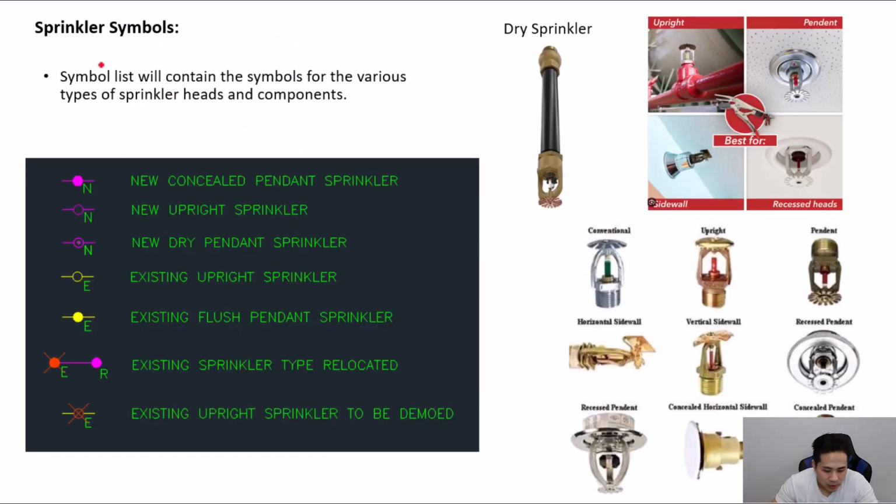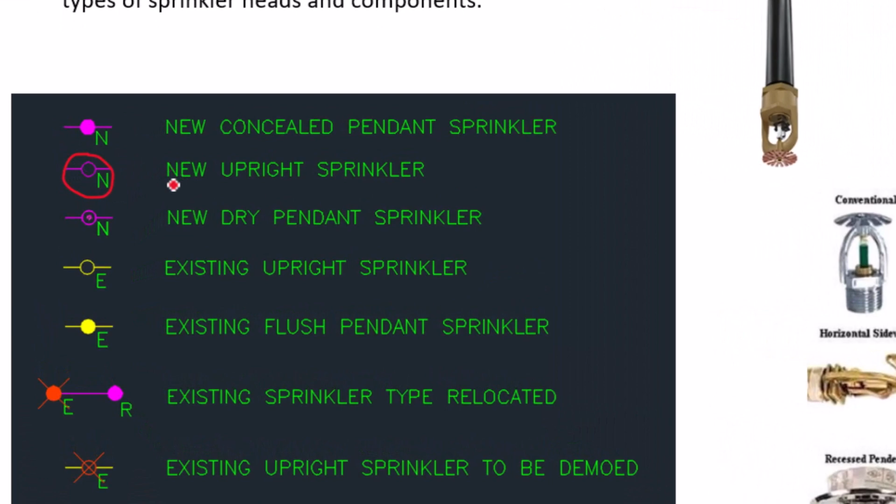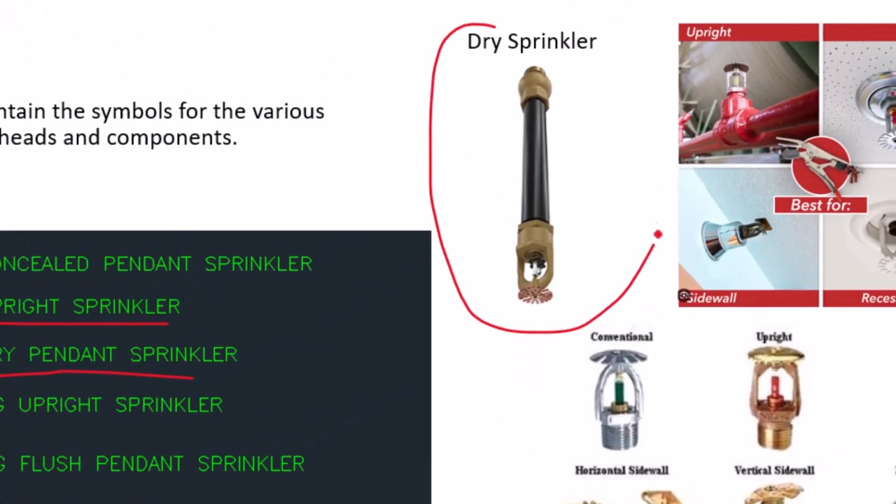All right, so each sprinkler set has a symbol list, and every company might have a different type of symbol list, but generally they're very similar. And if you look down here, the concealed pendant sprinkler is usually a circle that is hatched with a solid color. The upright head symbol that we use is a hollow circle for the new upright sprinkler. A dry pendant sprinkler, we represent it with this symbol here. And a dry sprinkler is like this, right?